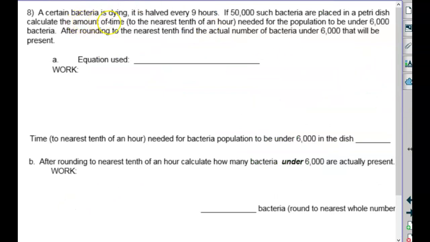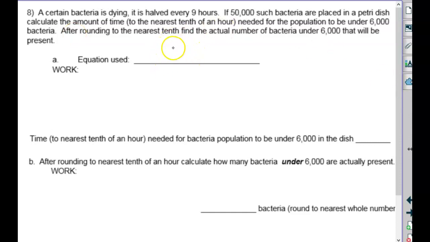A certain bacteria is dying. It is being halved every 9 hours. If 50,000 such bacteria are introduced to a petri dish, calculate the amount of time to the nearest tenth of an hour needed for the population to be under 6,000 bacteria. After rounding to the nearest tenth, find the actual number of bacteria under 6,000 that will be present. So, how many did we go under by?